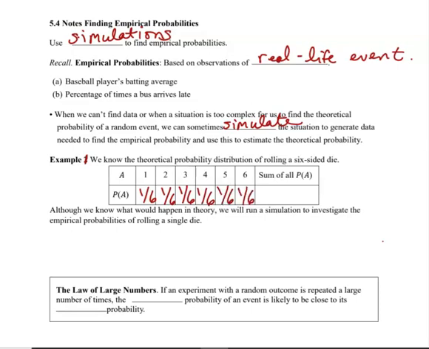A couple things I want you to notice here. Each of these probabilities is less than 1. They all happen to be the same. However, in the real world, that may not necessarily happen. But in theory, that should happen. They should all be equally likely.